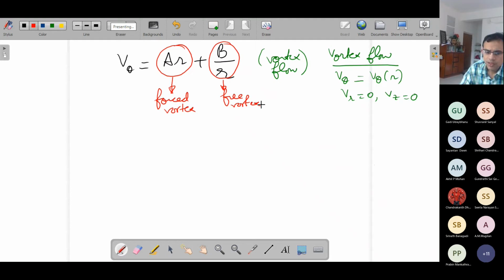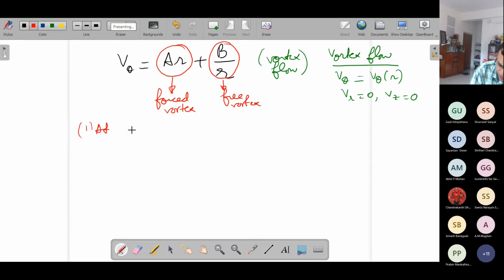Now we see that in a viscous flow, due to such imposed rotation between two concentric cylinders, you could get a vortex flow which is just a linear combination of free vortex and forced vortex. So this is something very, very interesting, and A and B are very straightforward to get. So how to get A and B?